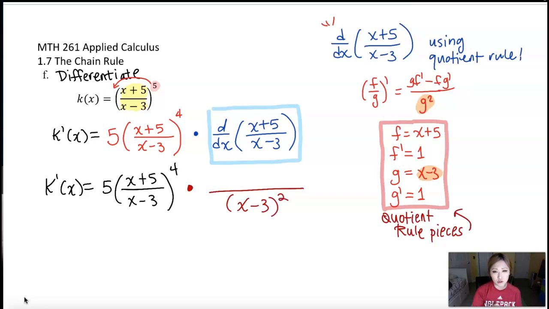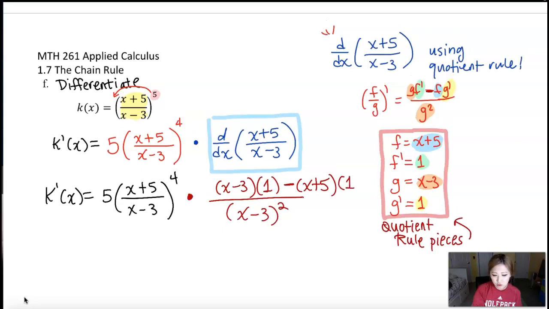Okay? Now let's go to the numerator. What's on top of this quotient rule? We have to first start with g again. And g is x minus 3. Okay, what's next? I need f prime. F prime is 1. Oh, that's easy. 1. And the quotient rule says subtract, minus sign. And let's go ahead and get the next piece, which is f. F is x plus 5. And we multiply this by what? G prime of 1.